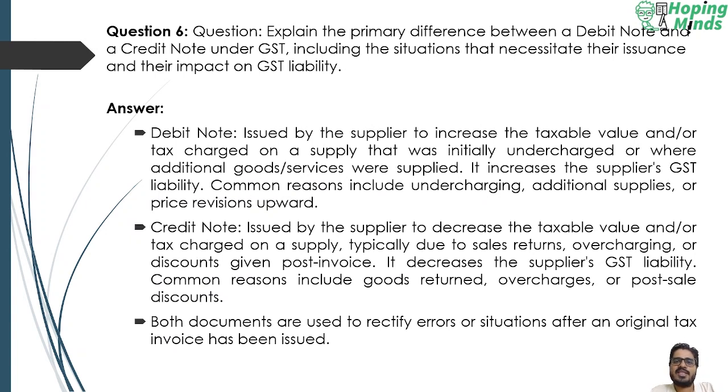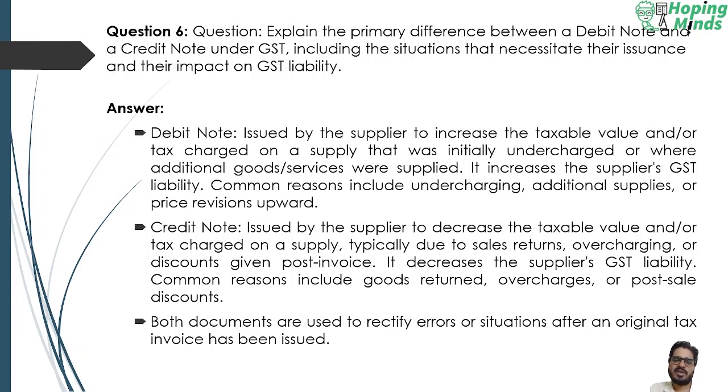Next question. Explain the primary difference between a debit note and a credit note under the GST, including the situations that necessitate their issuance and their impact on GST liability. So, debit note. It is issued by the supplier to increase the taxable value or the tax charged on a supply that was initially undercharged or where additional goods or services were supplied. Ultimately, it will increase the supplier's GST liability. Common reasons include undercharging, additional supplies, or price revision upwards.